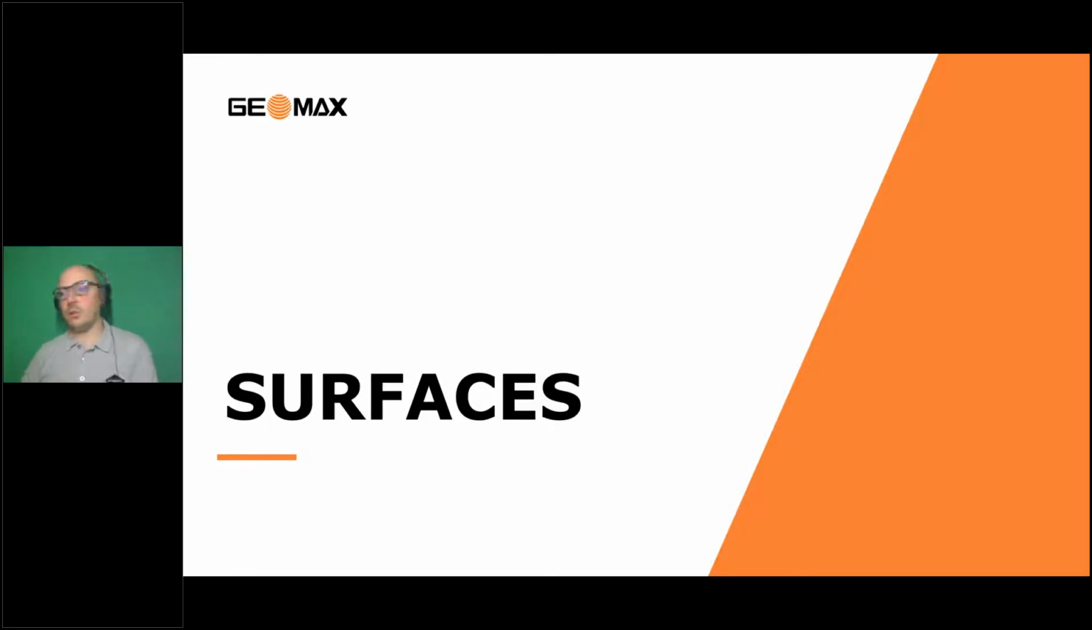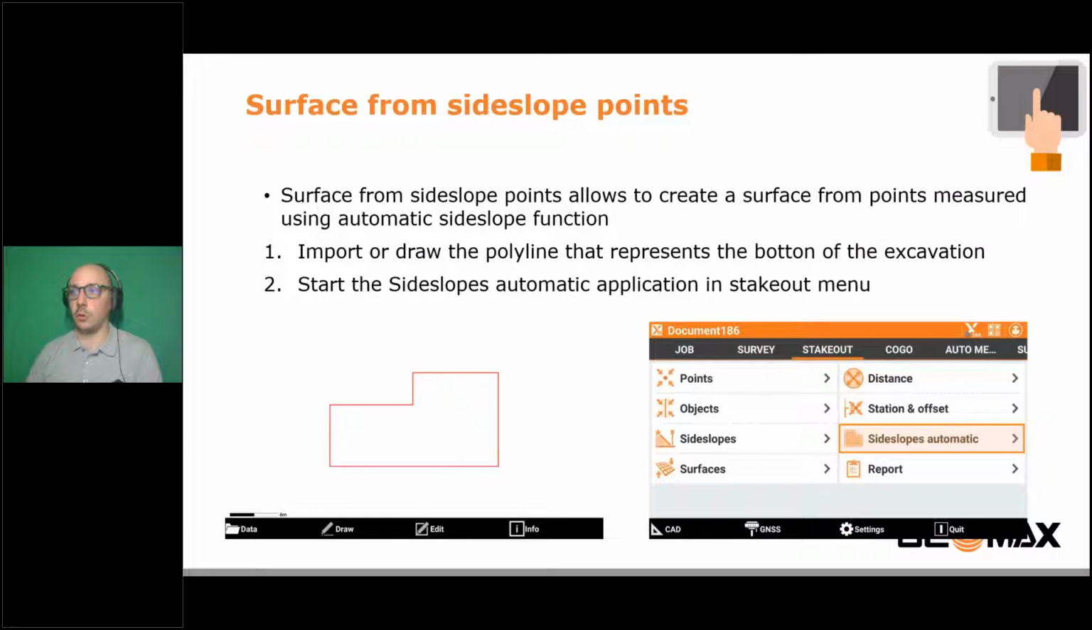Surfaces. There are also three or four updates for the surface and the volume module. The first one is related to a specific function. This function is in the build module. It is the side slope automatic. So what is this function? For the side slope automatic, I will show you also a live example.